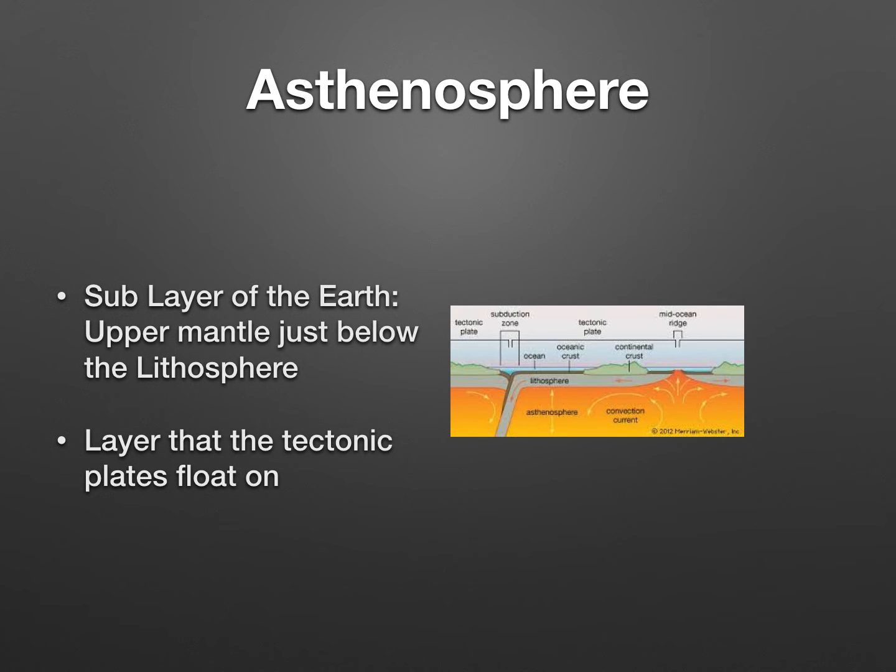The second sublayer you need to know in 6th grade is the asthenosphere. This is in just the upper mantle. It sits just below the lithosphere. If you look in the illustration, you see the lithosphere in gray, and then the asthenosphere sits just below that. And that's the layer that the tectonic plates essentially float on. They're floating on this liquid rock. This is why the Earth is constantly moving, because the plates are sitting on top of semi-solid rock. So 2 sublayers, lithosphere and asthenosphere.